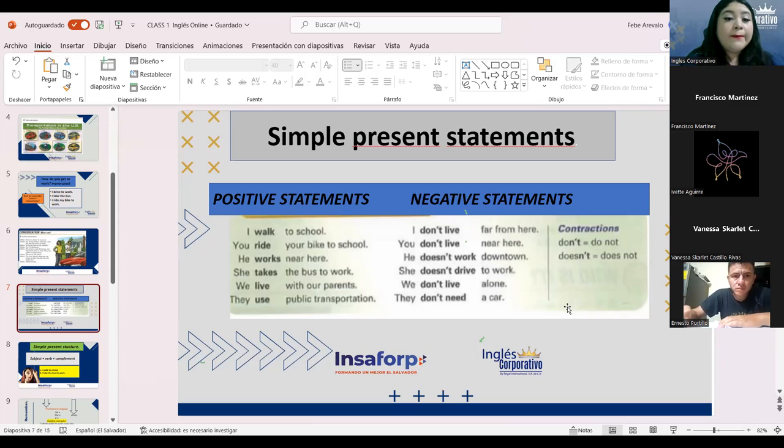So, I walk to school. Positive. Negative. I don't live far from here. Positive. You ride your bike to school. Negative. You don't live near here. Positive. He works near here. Negative. He doesn't work downtown.